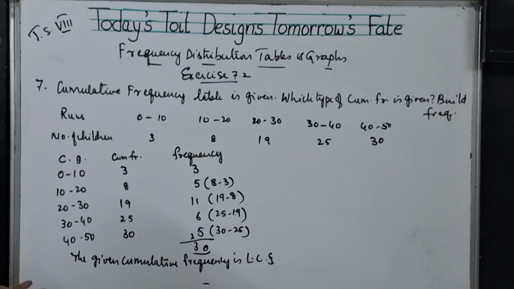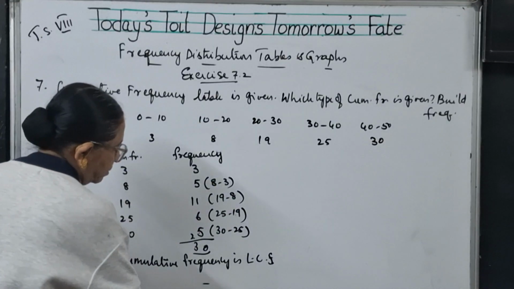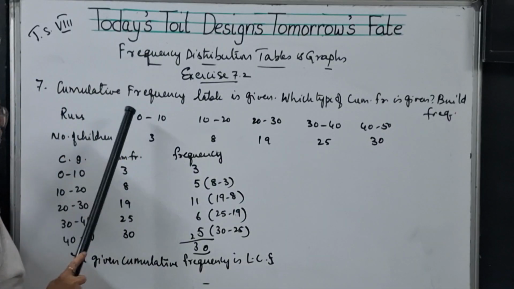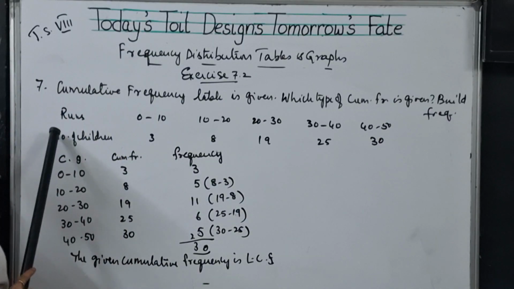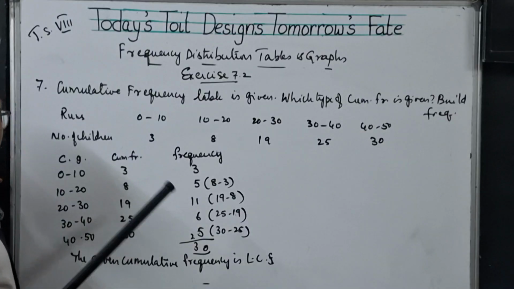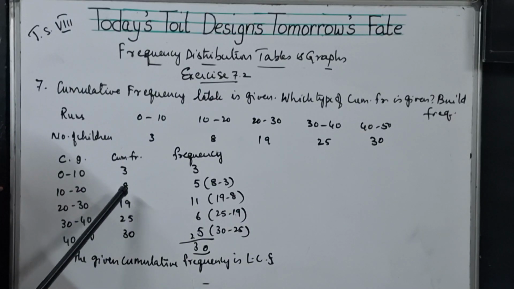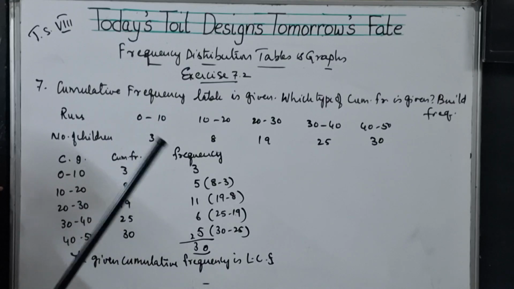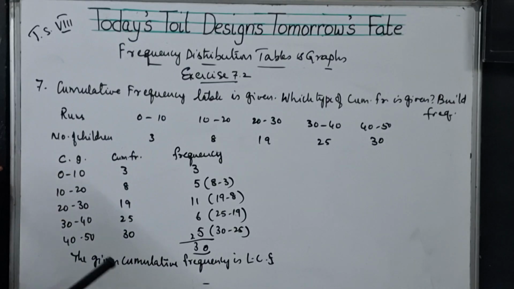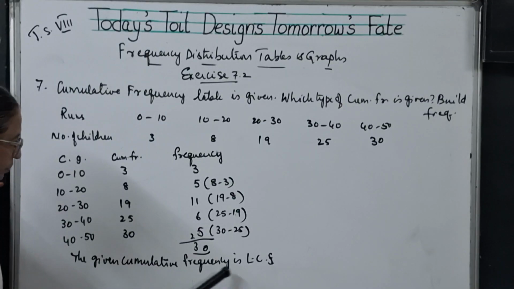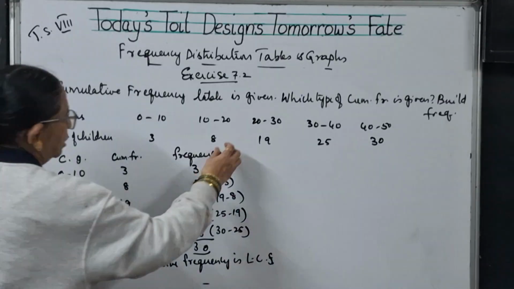So they have asked only to do this, children. What is given to us? Runs, that is class intervals, are given and cumulative frequencies are given to us. So cumulative frequencies are 3, 8, 19, 25, 30. So which type of cumulative frequency? See, from least value it has gone to greatest. So it is called less than cumulative frequency. So by using it, you have to prepare the frequency table.